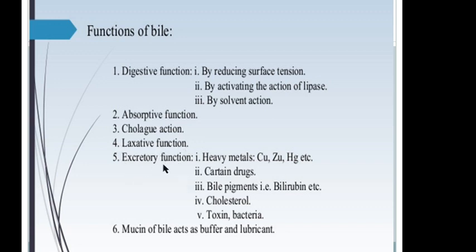Laxative function. Excretory function: excrete the heavy metals, copper, zinc and mercury, certain drugs, bile pigments, bilirubin, cholesterol, toxins and bacteria. Also helps in lubrication by secretion of mucin, which acts as a buffer and lubricant. So see, these are the functions of bile.